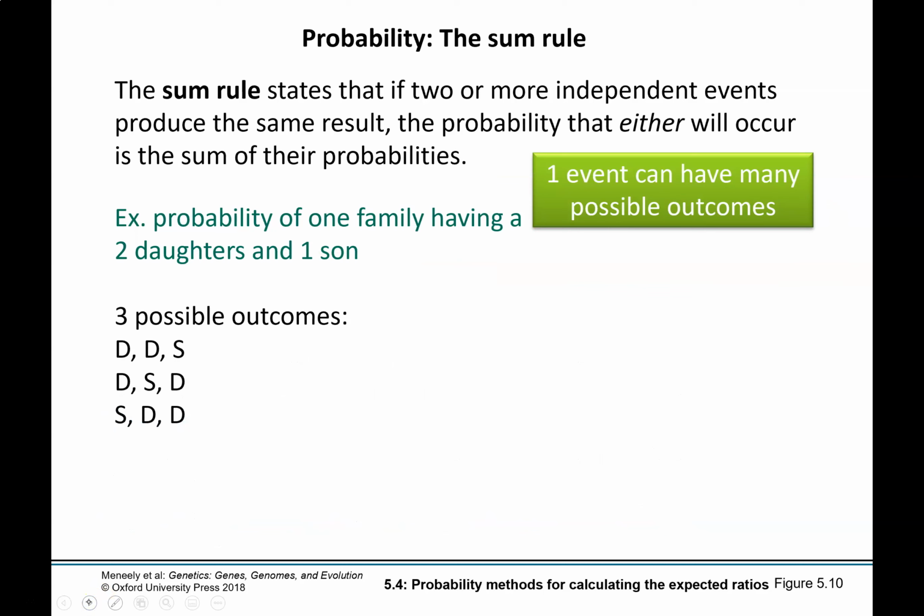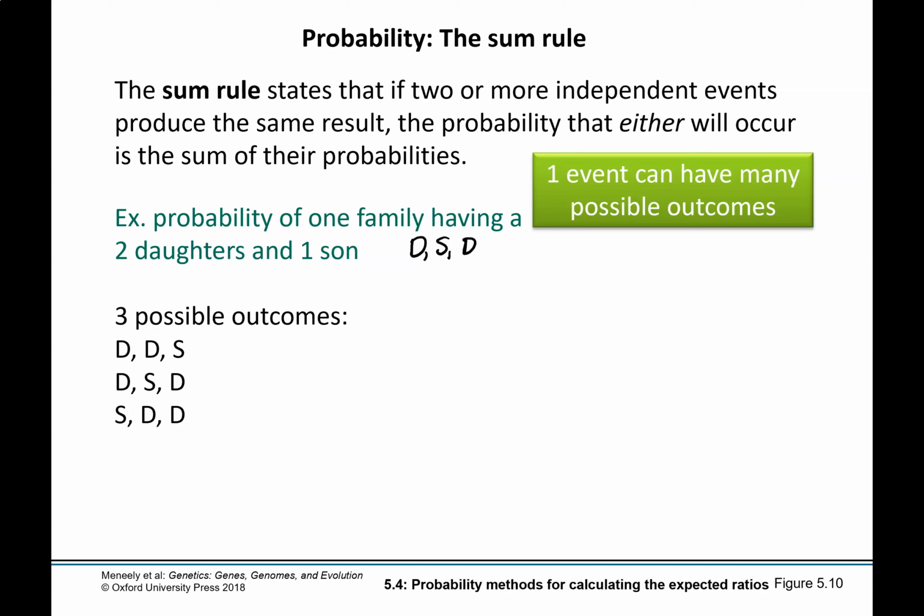So let's do an example using the sum rule. What is the probability of one family having 2 daughters and a son? We did a similar example with the product rule, where we asked, what is the probability of having daughter, son, daughter, in that order? We used the product rule because we want to know how to have a daughter and a son and a daughter in a very specific way. There's only one outcome. The only way you can have a daughter, son, daughter is to have daughter, son, daughter.